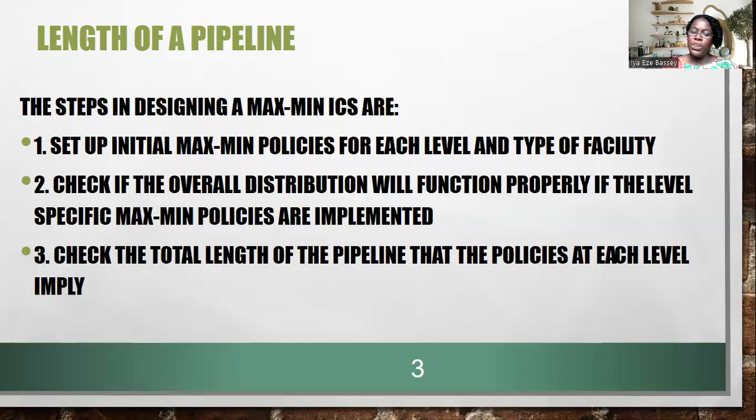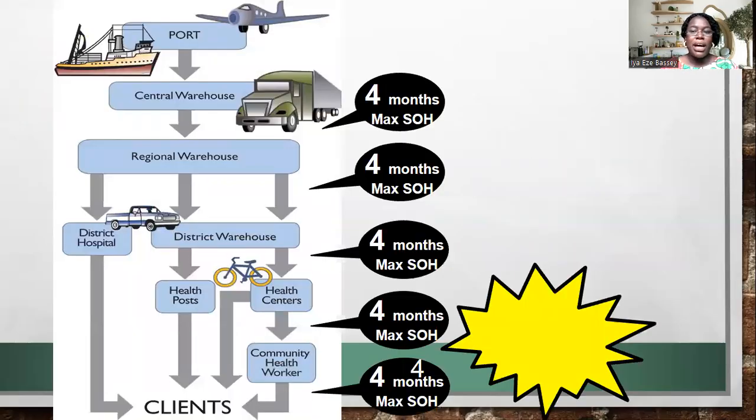All right. So let's look at a good example. Remember our diagram of the pipeline: the ports, seaports, central warehouse, regional warehouse, the district hospital, the district warehouse, the health post down to the clients. And you could see that this pipeline, wow, it's so long. It's about 20 months of pipeline. That means that before a material can come from the central warehouse to the client, it could take actually 20 months, which some of the kits that we use may not last that long.